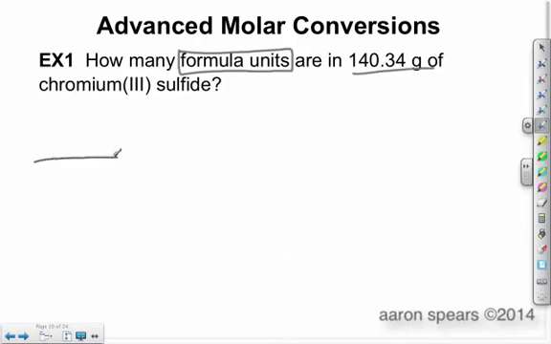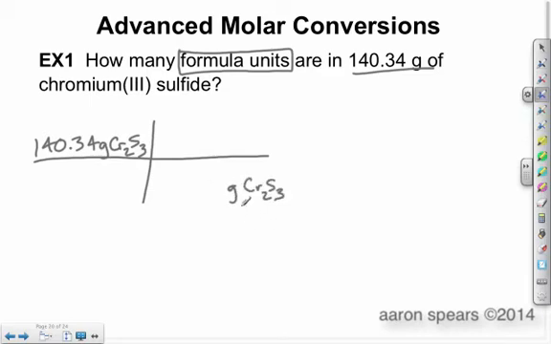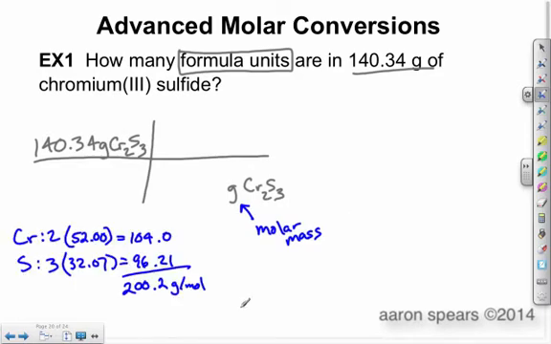So I'm going to start by making a picket fence, putting my given in the upper left quadrant. Because I want to get rid of grams of chromium-3 sulfide, we'll put that unit down below in the next fraction. Now, like I said, anytime you see grams or mass in your problem, I want you to think of molar mass. So to get where we need to, we're going to have to find the molar mass of chromium-3 sulfide. Quick molar mass calculation gives us 200.2 grams per mole as the molar mass of chromium-3 sulfide.